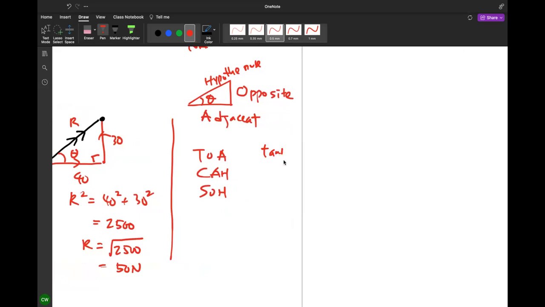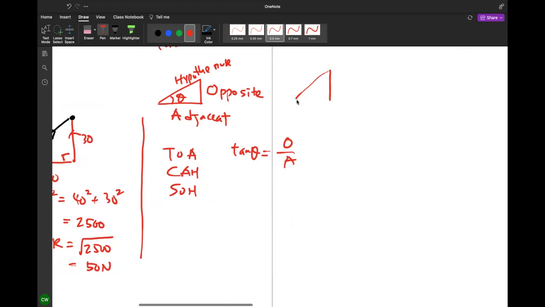Tangent theta equals opposite over adjacent, O over A. That means, let's say this is the angle. This is O. This is A. This is H. TOA. Opposite over adjacent. 对面除旁边 O over A. CAH stands for what? C stands for cosine. Cosine, A is adjacent, H is hypotenuse. What is SOH? Sine theta, O over H. Opposite over hypotenuse.